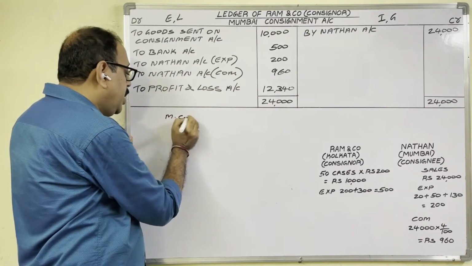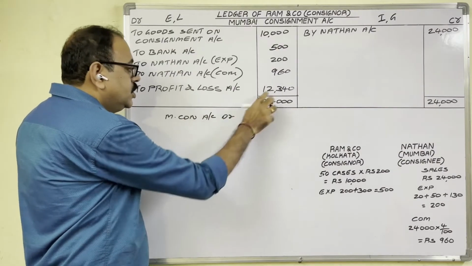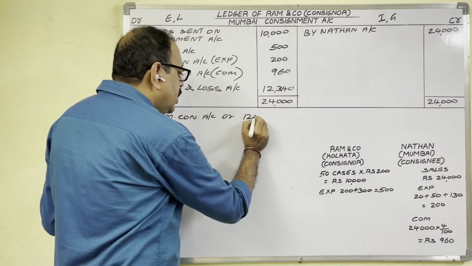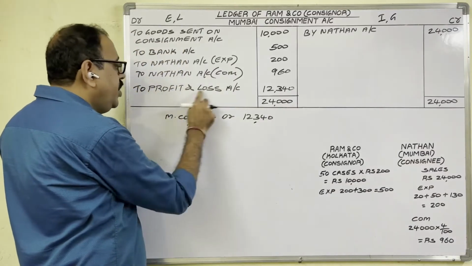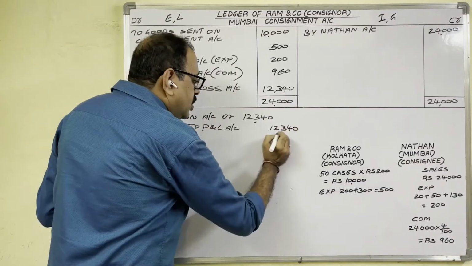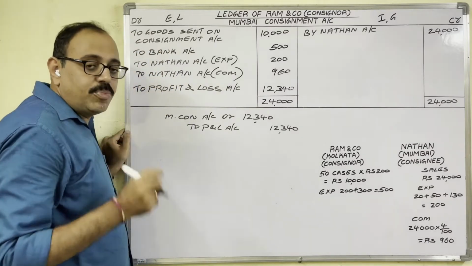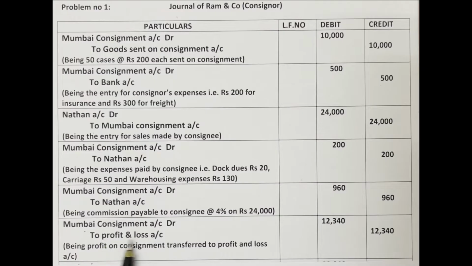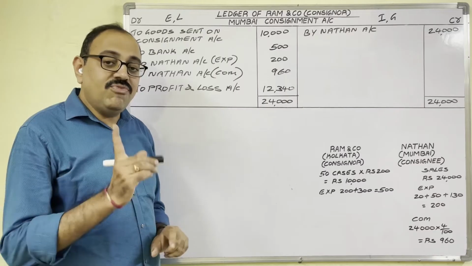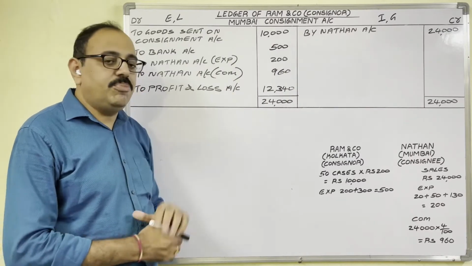Mumbai consignment account debtor 12,340 to profit and loss account. So this is the entry for consignment profit in consignor's books. Mumbai consignment account debtor to profit and loss account 12,340. Narration. Being profit on consignment transferred to profit and loss account. In consignor's ledger, first account, consignment account is completed.